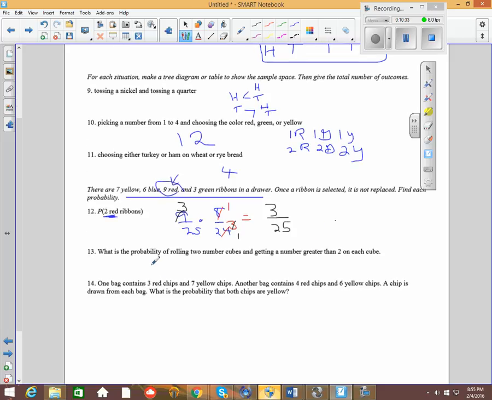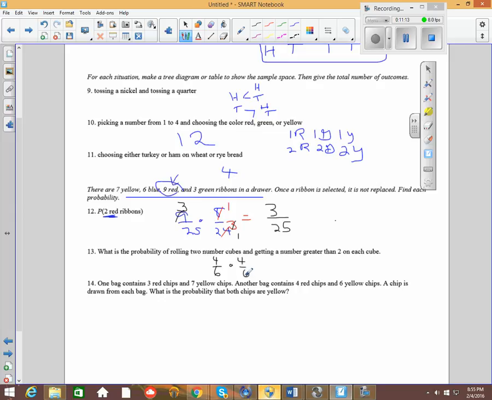Looking at number 13. What is the probability of rolling two number cubes and getting a number greater than 2 on each cube? Okay, so we're looking at two cubes. So one cube has six possibilities. So how many numbers are greater than 2? So we have four numbers that are greater than 2, right? And you are going to have two cubes. So times the other cube, it's greater than 2, 4 over 6 again.